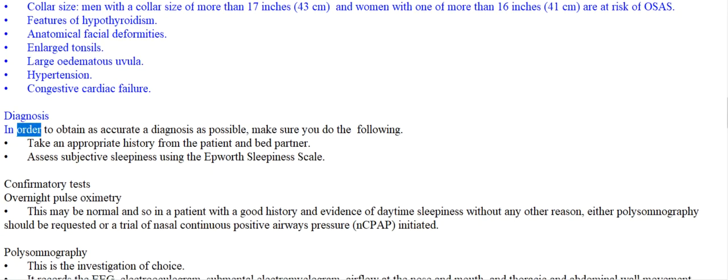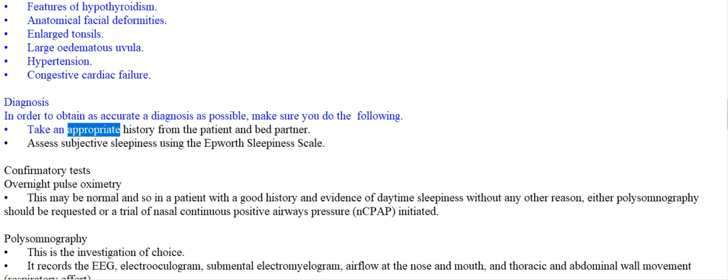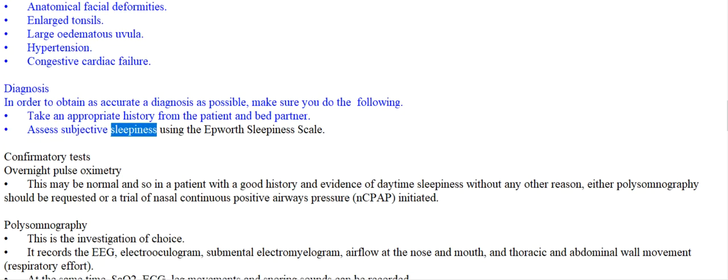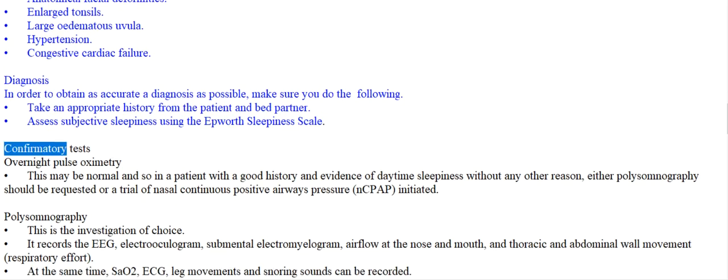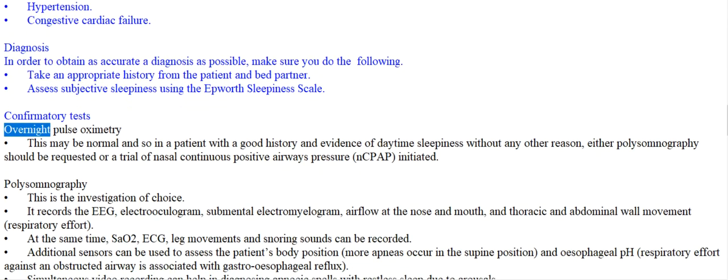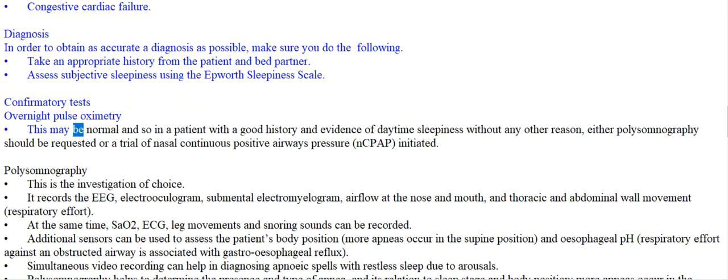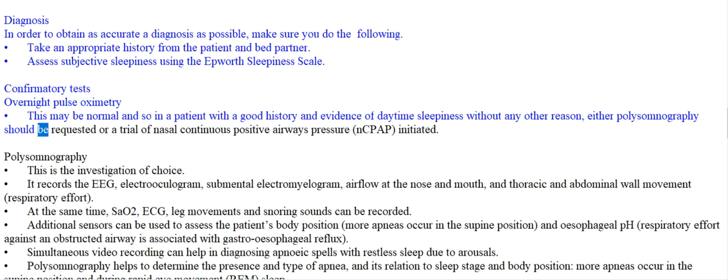Diagnosis. In order to obtain as accurate a diagnosis as possible, make sure you do the following. Take an appropriate history from the patient and bed partner. Assess subjective sleepiness using the Epworth Sleepiness Scale. Confirmatory tests. Overnight pulse oximetry. This may be normal and so in a patient with a good history and evidence of daytime sleepiness without any other reason, either polysomnography should be requested or a trial of nasal continuous positive airways pressure, NCPAP, initiated.